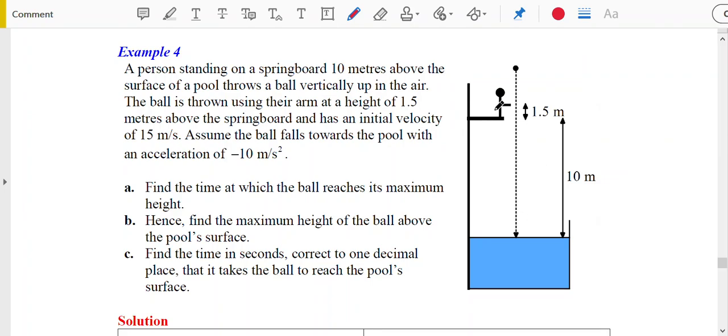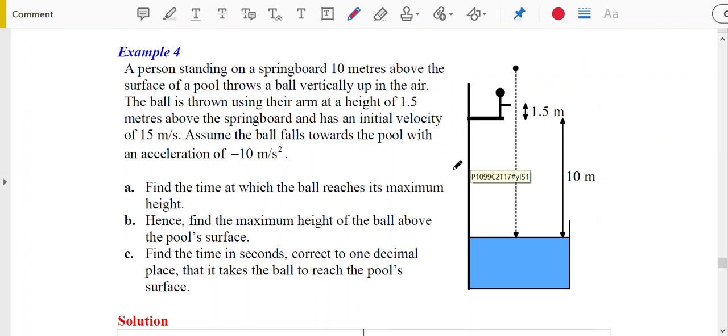So here we've got a person on the springboard. Okay, they're 10 meters above the pool surface. They throw this ball up. It reaches some sort of maximum height, and then it will come back down and land in the pool. And you can see that the height of the person's arm is 1.5 meters above the springboard.